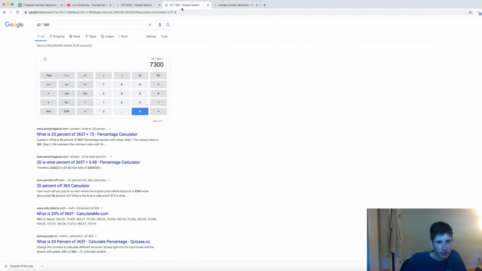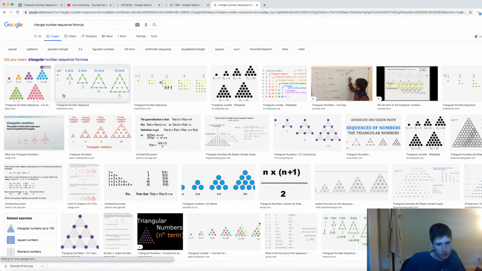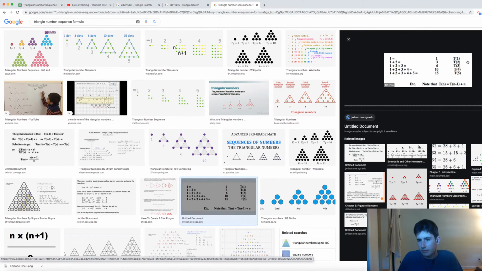I'm going to try to cheat really quickly, and I want to see if there's a formula. Is there a formula for this? It seems like there is. Okay, so it's like, alright, I'm going to write this down. T of n minus 1 plus n.